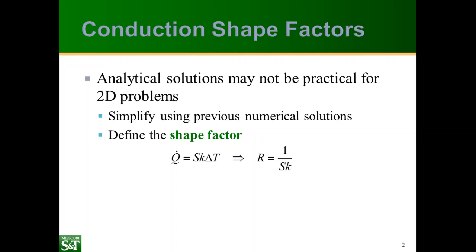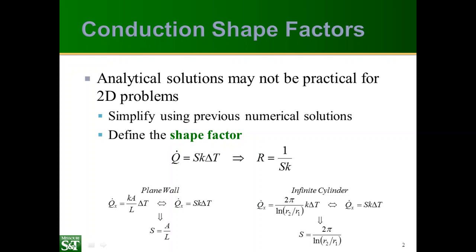numerical calculations. So for comparison, we can actually look at the plane wall and show that the shape factor is just surface area over length, or wall area over length. So for that 1D problem, we have that 1D shape factor. For a cylinder, we can look at this definition and see that the shape factor is here, this 2 pi over the natural log term. And so on. We can do this for spheres and so on.